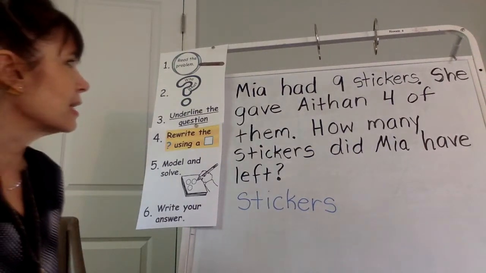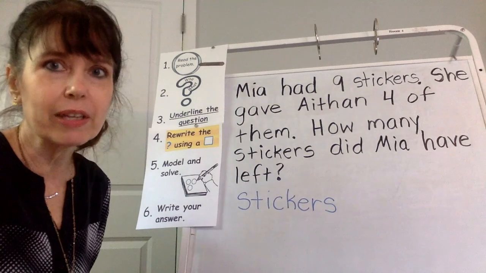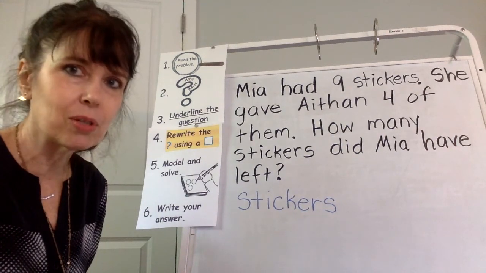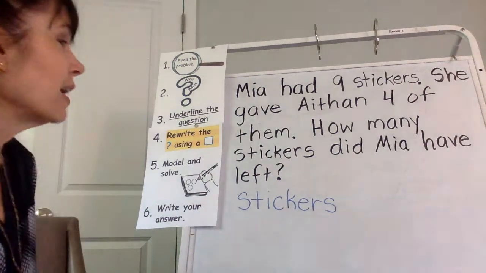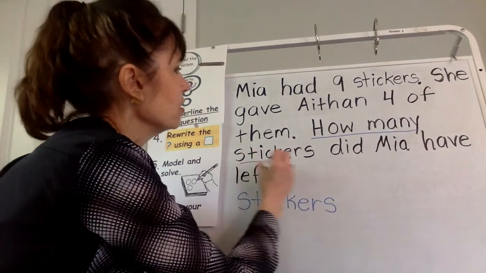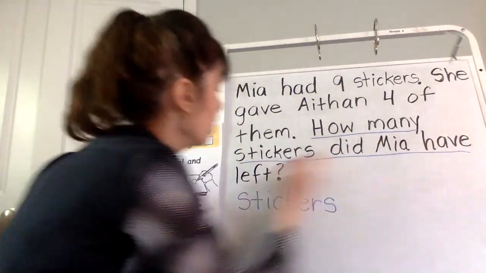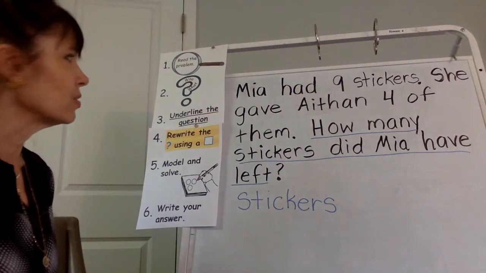Now, number 3 says underline the question. And we talked about last time, usually the question will be found at the end of the story. It is the one with the question mark, so I'm going to go ahead and find it. It says, how many stickers did Mia have left? All right, so I did number 3, underline the question.